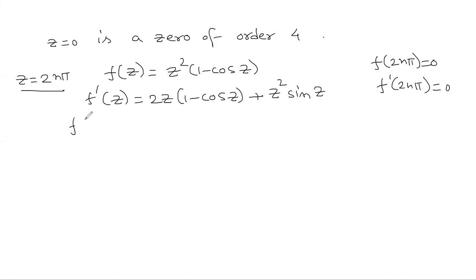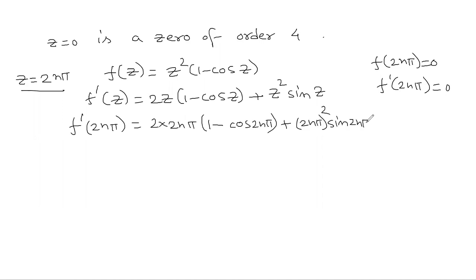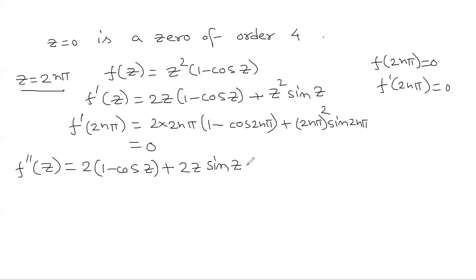If you put 2n pi over here, you will get 2 times 2n pi into 1 minus cos 2n pi, which is 1. So this part is 0. Also 2n pi whole square into sine 2n pi. So sine 2n pi is also 0. So this is 0. So further we have to differentiate f. So it is 2 times 1 minus cos z plus 2z into sin z plus 2z into sin z plus z square cos z.